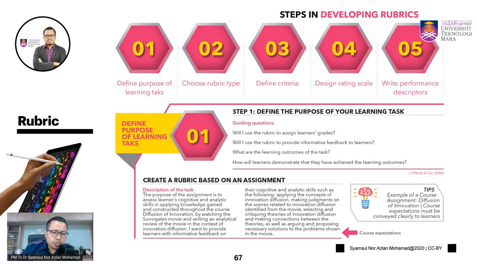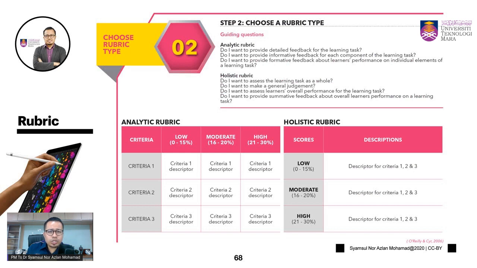So the purpose of the assignment is to assess whether you want to focus on the cognitive, psychomotor, or affective domain, and how you can extract all the criteria to ensure that it fits with your assignment and also fits with your learning outcome. And by knowing your purpose, you then need to understand what kind of rubric you want to choose. As I mentioned before, we have the analytic and also the holistic rubrics.